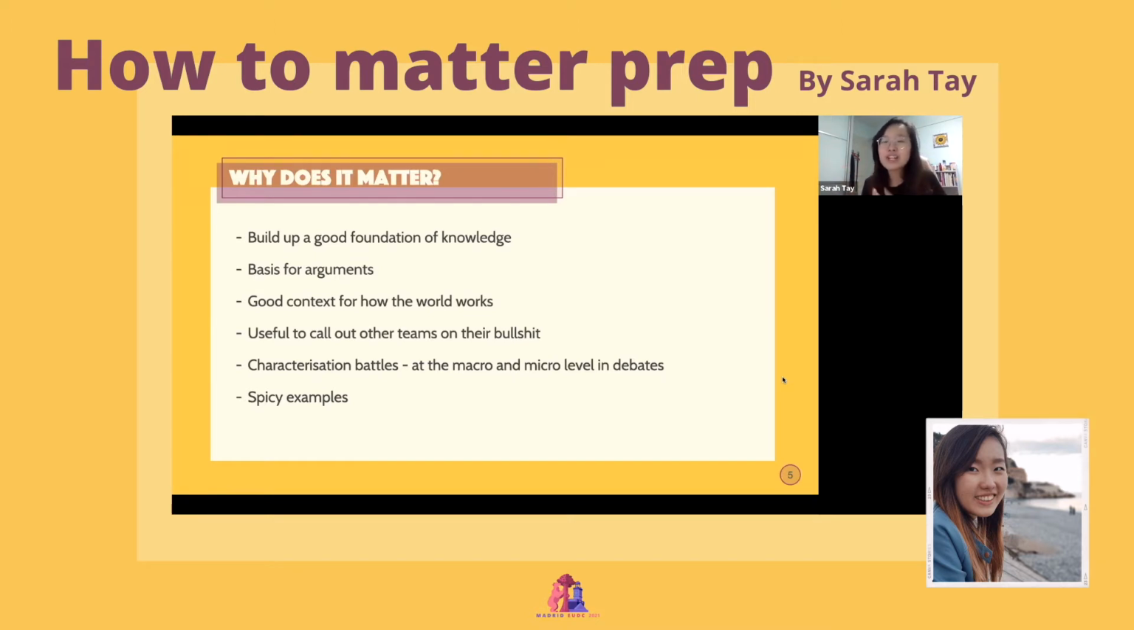And for micro level characterization battles, to me, it's stuff like trying to break the deadlock on a single clash, or in terms of how actors will respond to your policy, how actors are going to react to certain incentives. That's the kind of micro level characterization to show what actors care about, what their preferences are, and how they will therefore react.